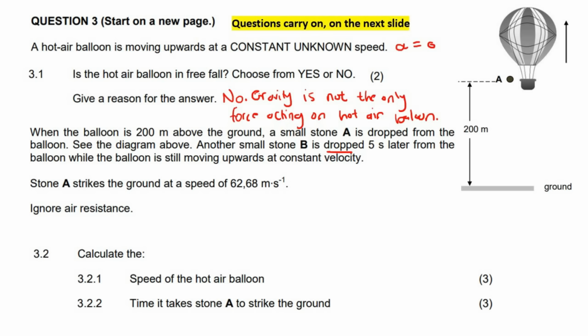Stone A hits the ground at a speed of 62.68 meters per second. Calculate the speed of the hot air balloon. Okay, now we need to be careful.